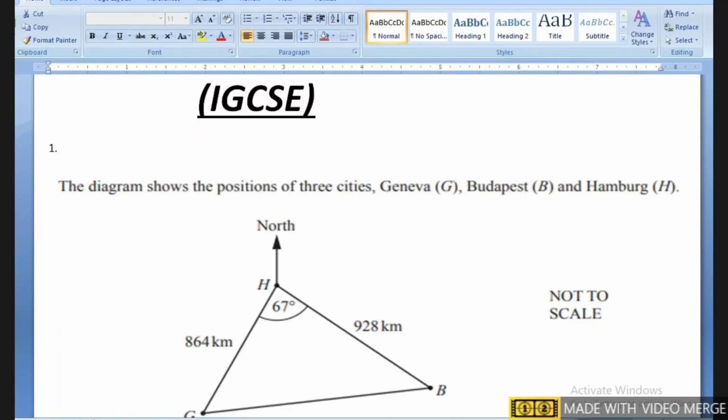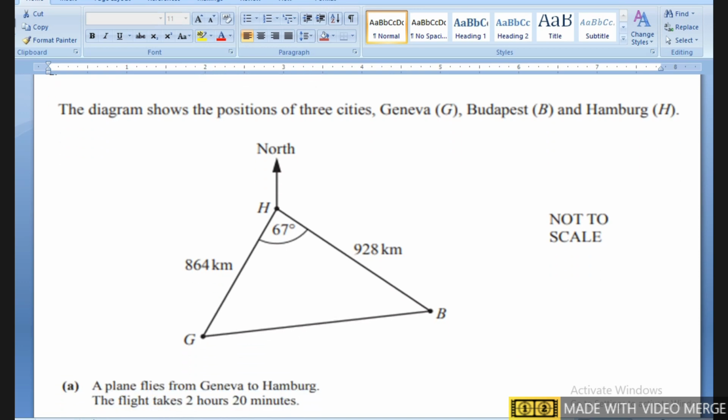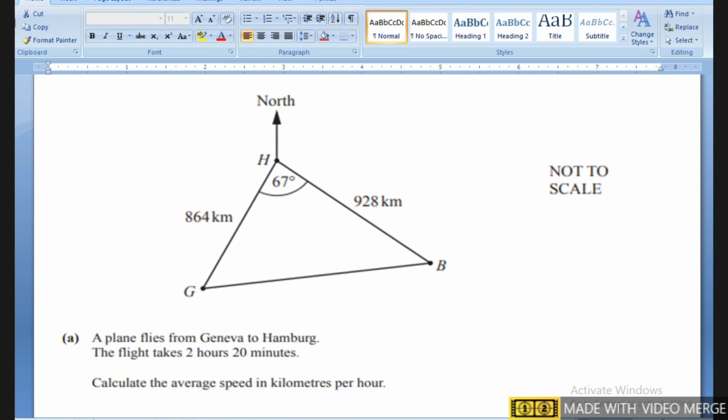Here's an IGCSE question. The diagram shows the positions of 3 cities: Geneva, labeled G; Budapest, labeled B; and Hamburg, labeled H. Because the diagram is given, that's typical of IGCSE, they will have given us the diagram in most cases, and that simplifies the question.